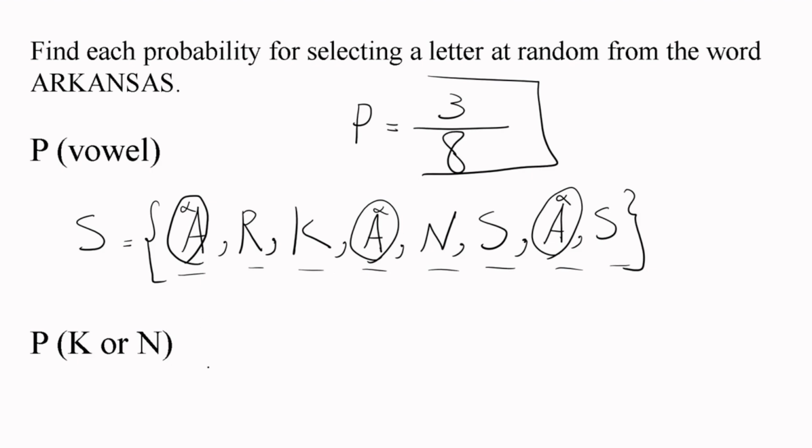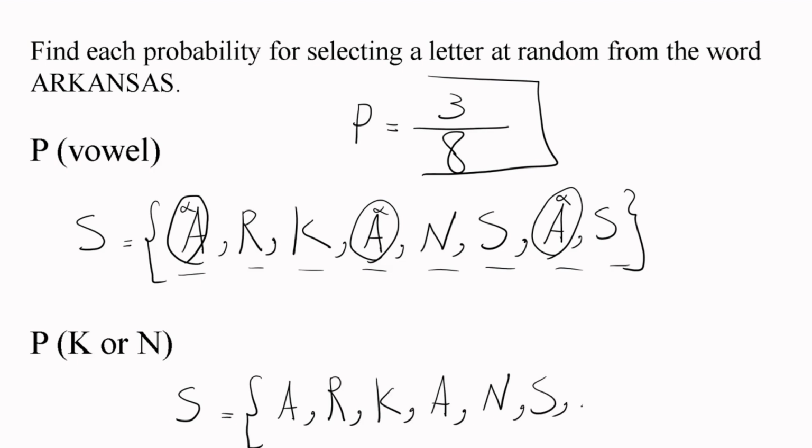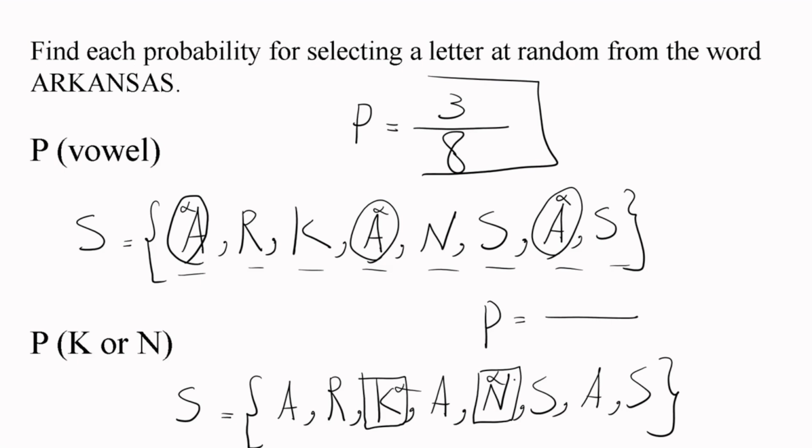P of K or N, again write the sample space. It is necessary to write because it's going to help you, otherwise the possibility of making a mistake is really high. I want the result to be K or N. So this one is a favorable outcome and this one is a favorable outcome as well. So P is equal to, how many favorable outcomes do I have? 1, 2. And how many possible outcomes do I have? The number of members of the sample space, it's going to be 8. 2 over 8. I can simplify that and write 1 over 4.